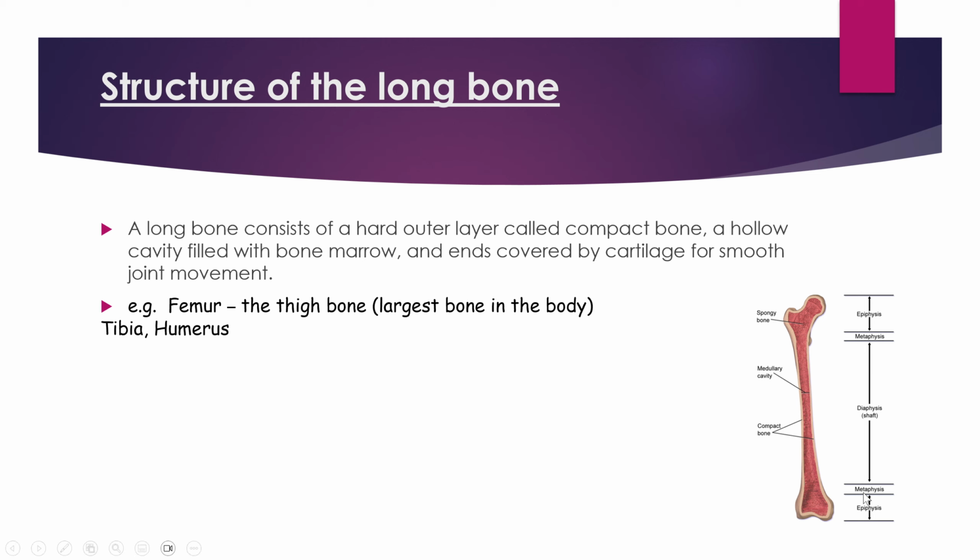So on the outside is compact bone, inside you've got spongy bone, and the medullary cavity. And the top and bottom of the bone is called the epiphyses, then you've got the metaphyses, and then you've got the diaphysis, and then metaphyses and epiphyses again.